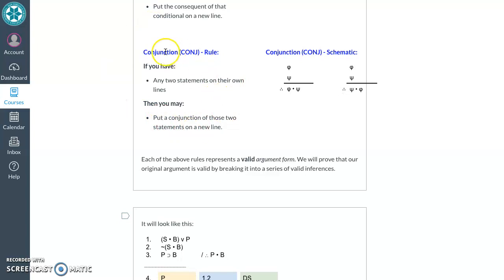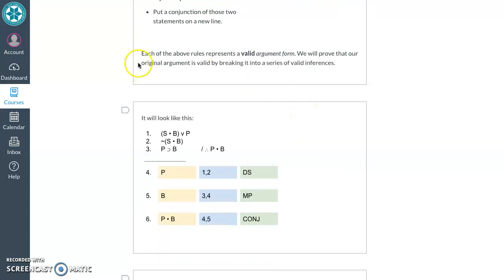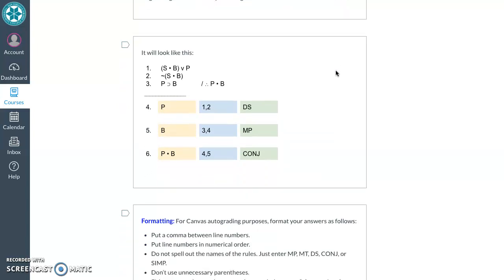Last but not least, the conjunction rule. This one just says if you know 2 things are true, then you know the conjunction of those things is true. So if you know I have a cat and you know I have a dog, then you know that I have a cat and a dog. So each of these rules represents a valid argument form, a valid pattern of reasoning. And our goal is to prove that this original argument is valid by breaking it into a series of valid inferences or steps. So here it is modeled.